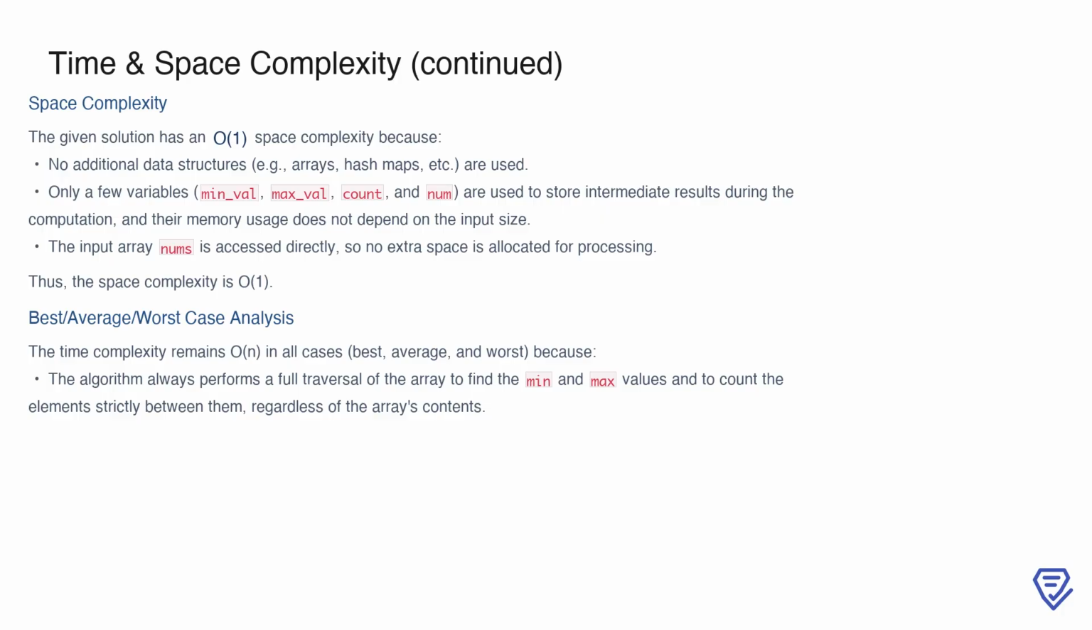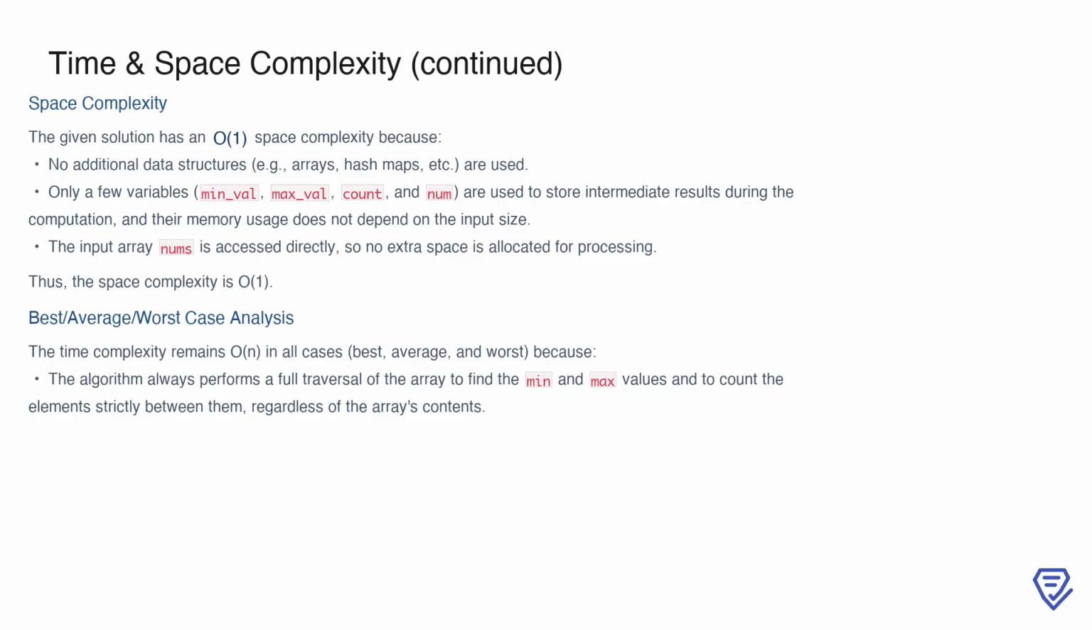Now, let's analyze the space complexity of the solution. The algorithm operates with an O(1) space complexity because it does not use any additional data structures like arrays or hash maps. Instead, it relies on a few simple variables to store intermediate values, such as min_val, max_val, count, and number. These variables occupy a constant amount of space, regardless of the size of the input array. Additionally, the input array nums is accessed directly during the computations, so no extra space is allocated for processing. For these reasons, the space complexity of the solution is constant, or O(1).